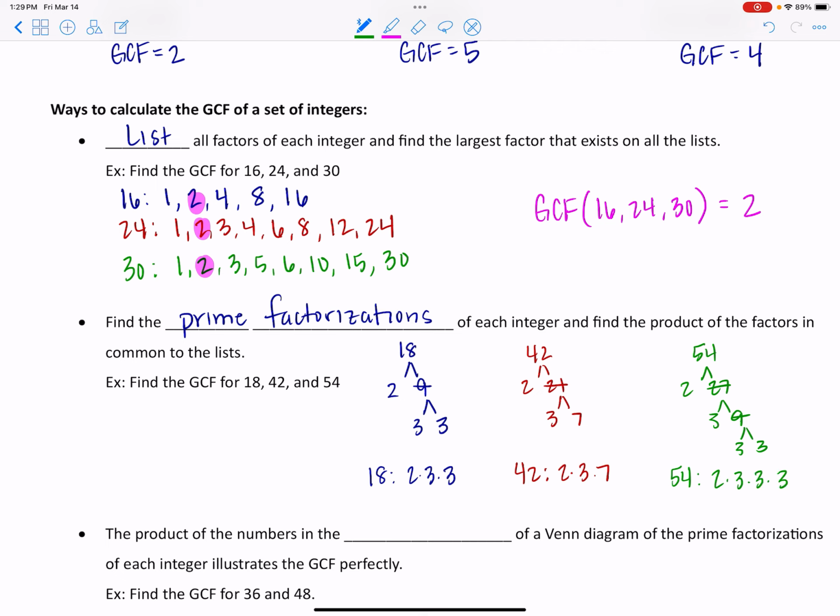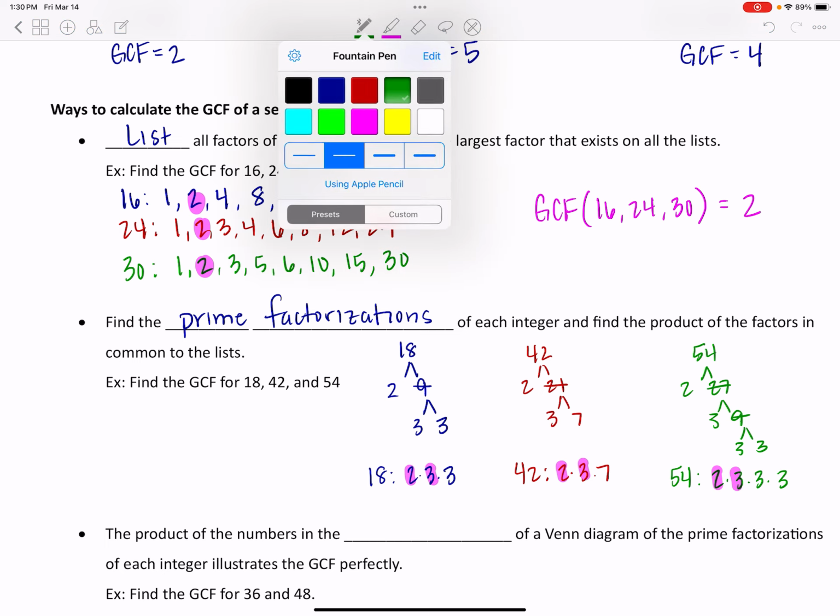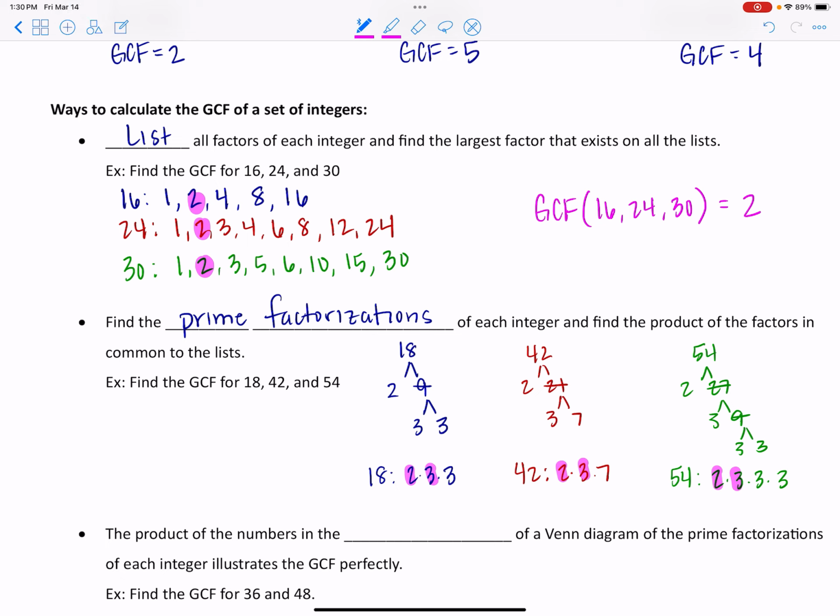Now I'm going to look for the prime factors they have in common. Each of these lists has a 2 in common, and each of the lists also has a 3 in common. That'd be the common prime factors on those prime factorization lists. If I find the product of the prime factors they have in common, I find my GCF. So in this case, the product of the 2 and 3 makes our GCF 6. So here I'm going to say the GCF for 18, 42, and 54 is going to be 6.